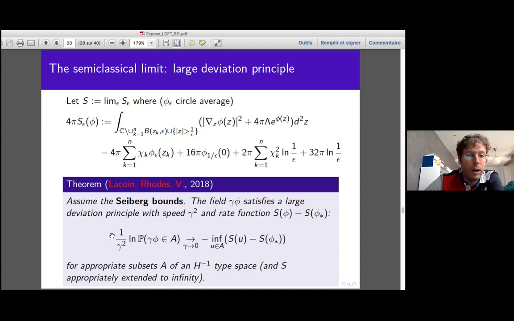Okay, and so for an appropriate subset of the type H minus one, remember gamma phi is locally, at least, it looks like a Gaussian free field plus log singularities.